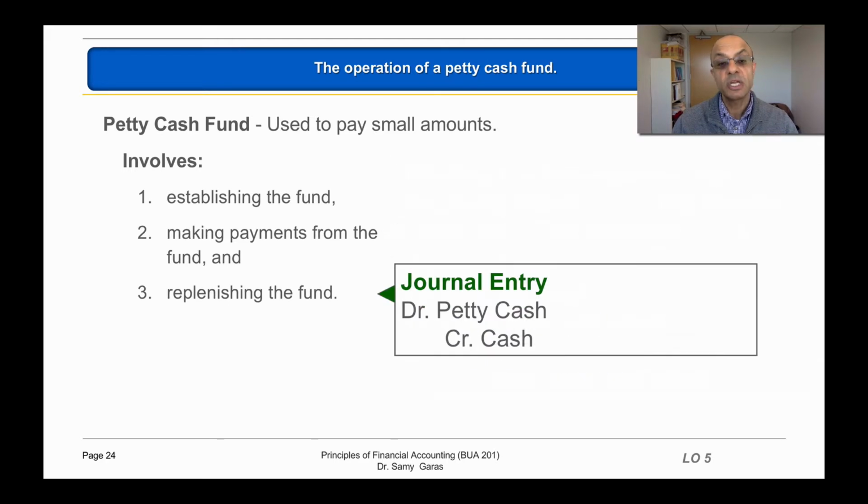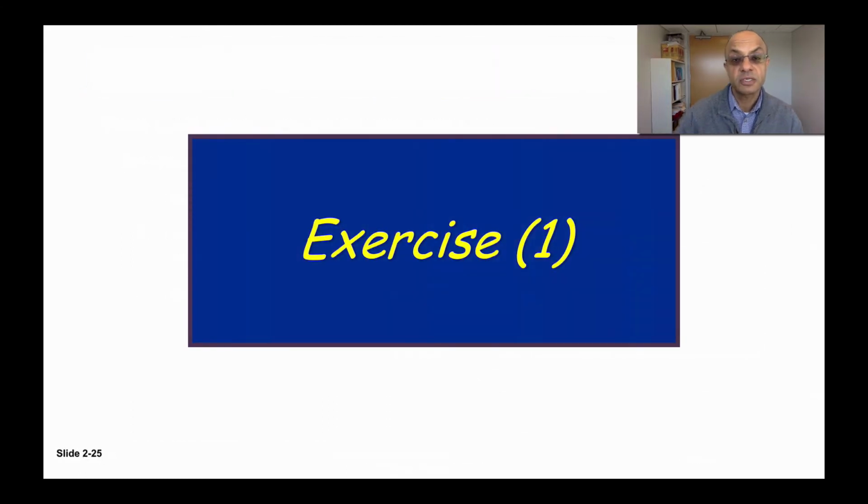And if we decide to increase the fund later on, then we do a similar journal like the first one, where we debit petty cash and credit cash. Let us do an exercise to see how it looks in reality.